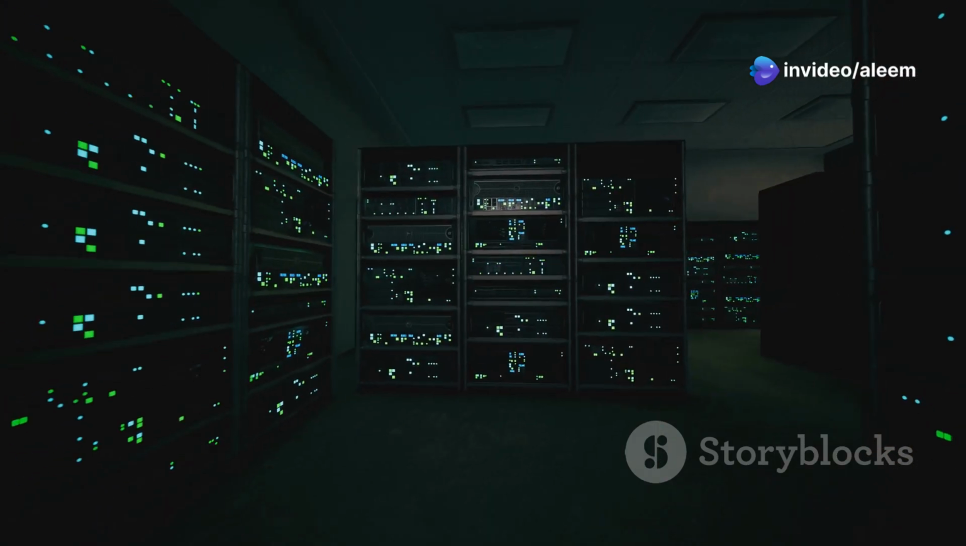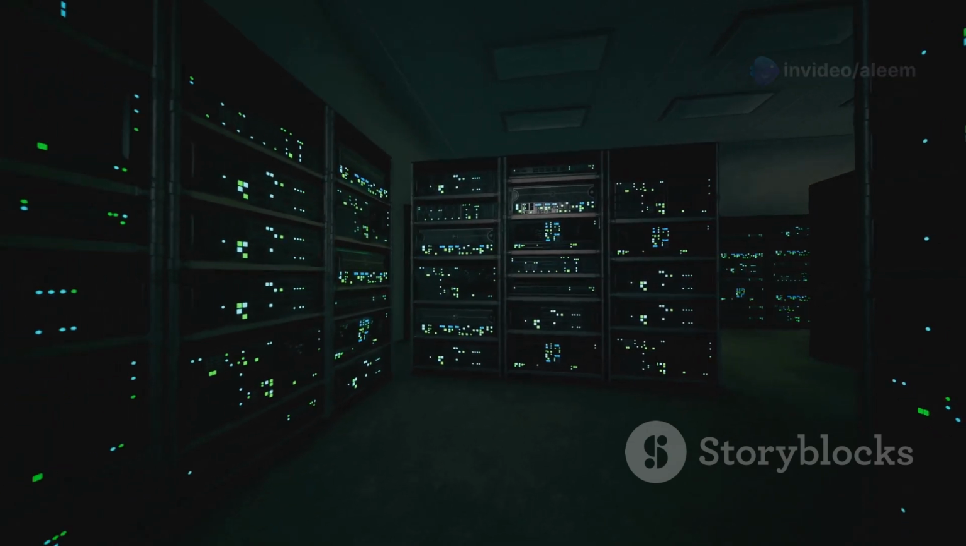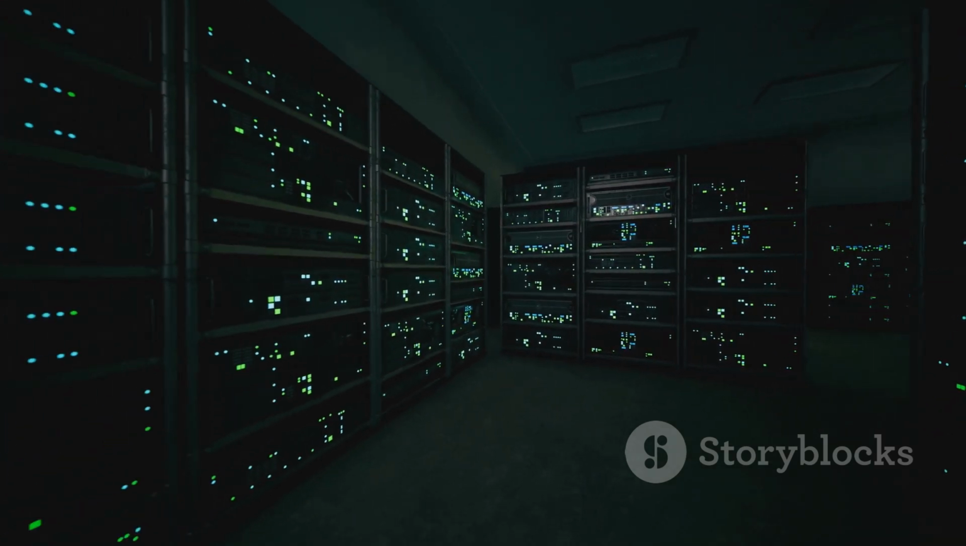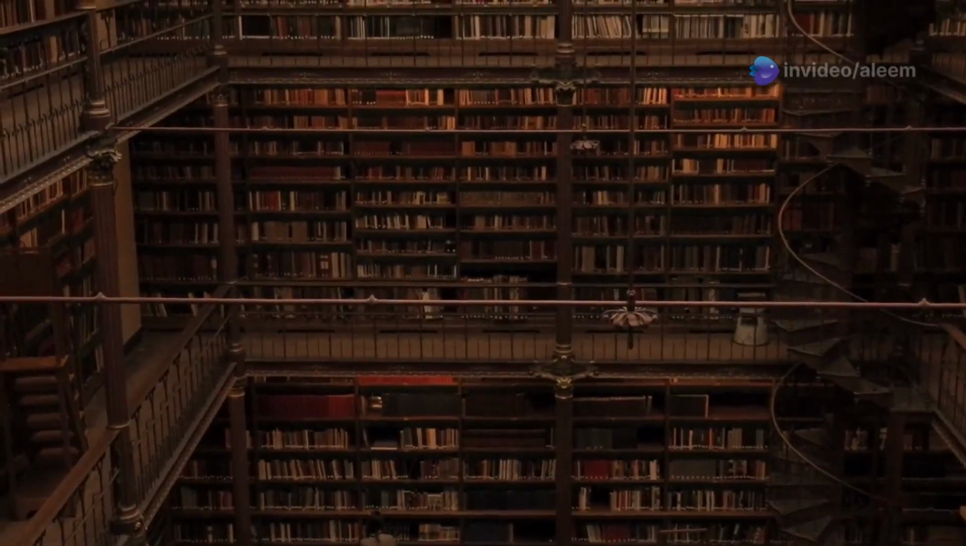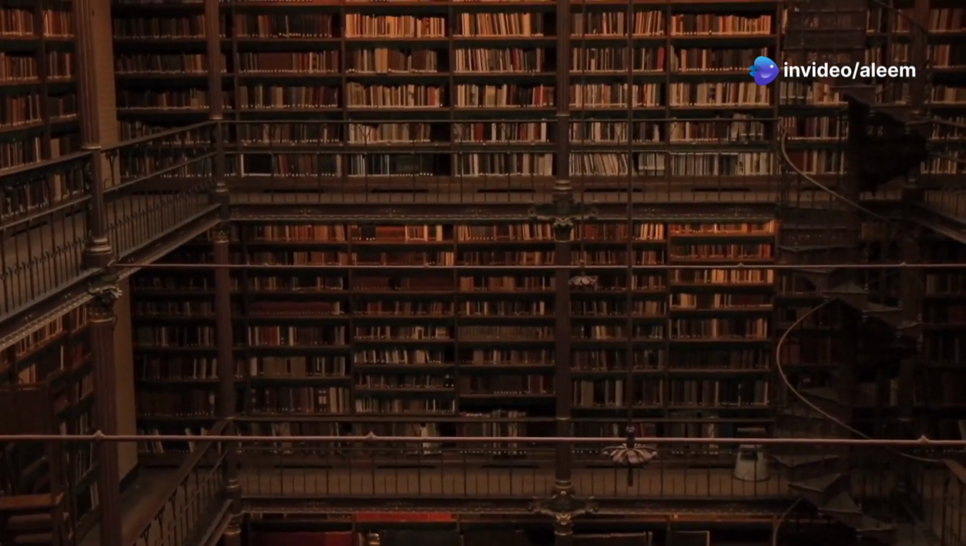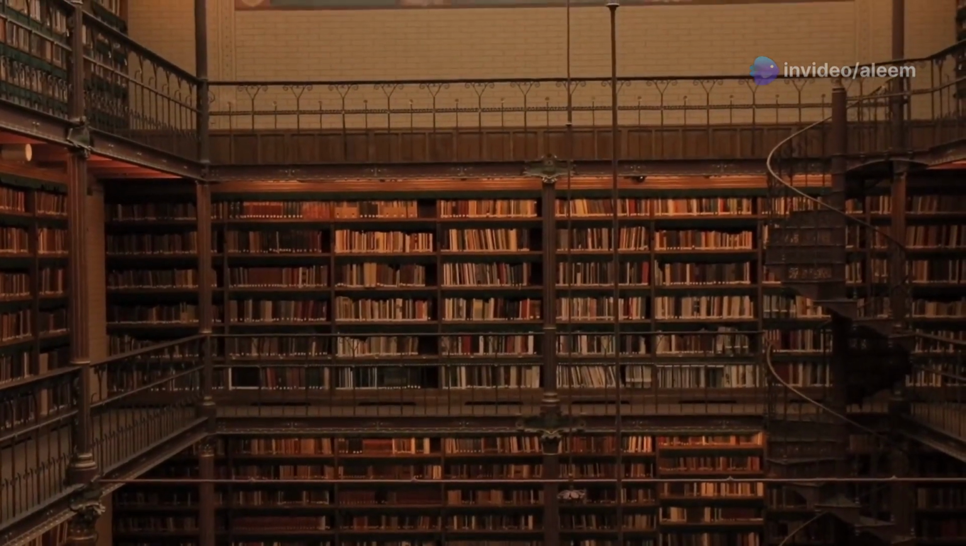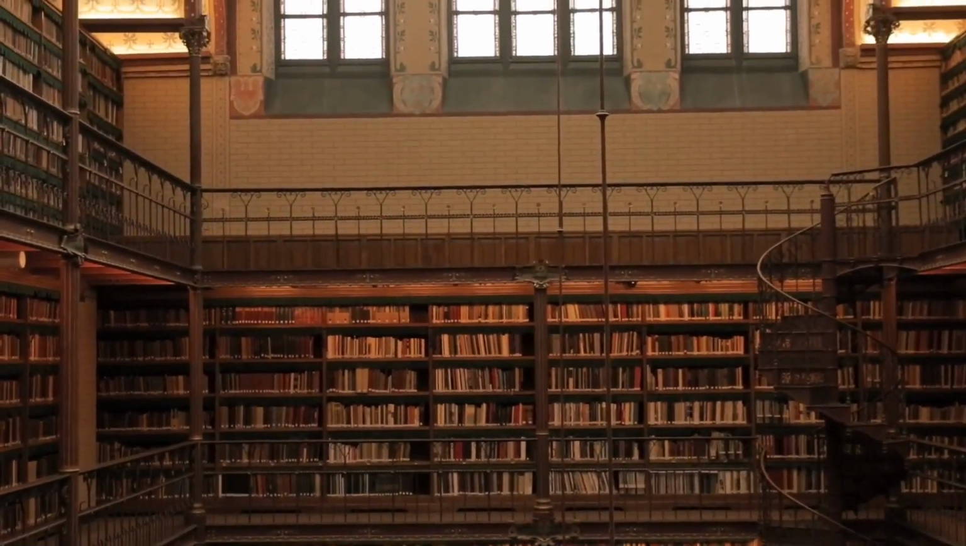They're also used for cloud computing. This allows for scalable and flexible resource management, enabling businesses to handle large amounts of data and traffic efficiently. Imagine them as giant libraries that hold vast amounts of information. Just like a library, servers organize and store data so it can be easily accessed when needed.